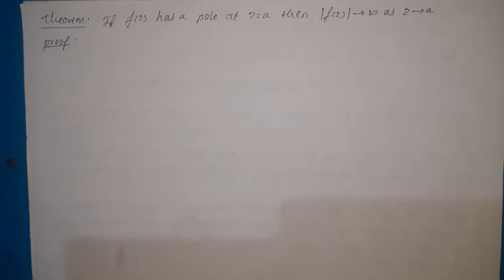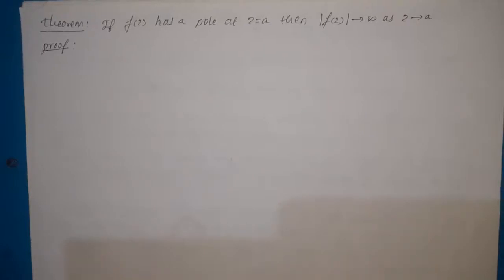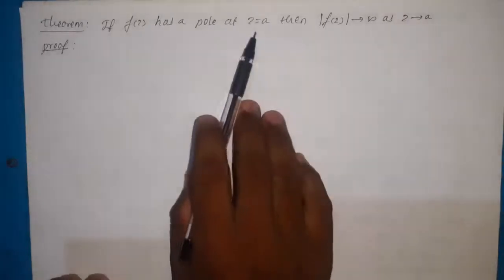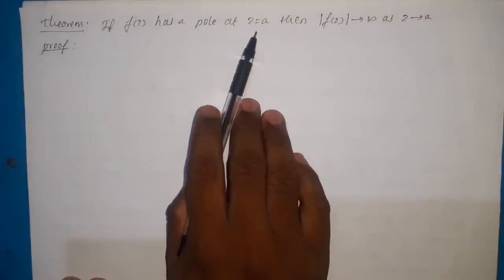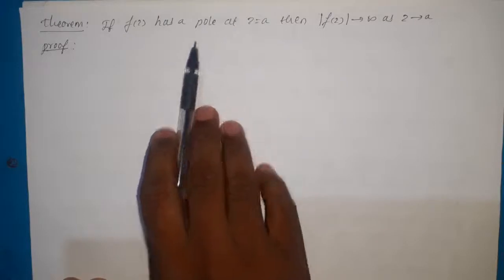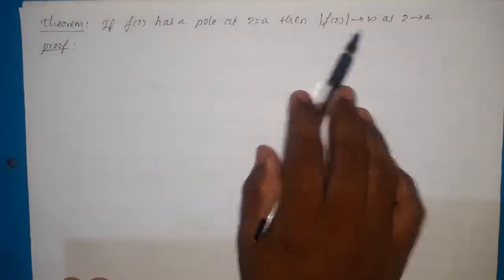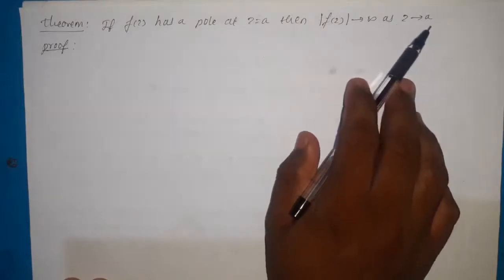So the first theorem is: if f(z) has a pole at z = a, then |f(z)| tends to infinity as z tends to a. So here z = a is a pole of the function f(z), then the magnitude of that function tends to infinity as z tends to a.